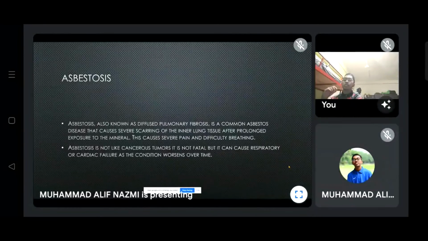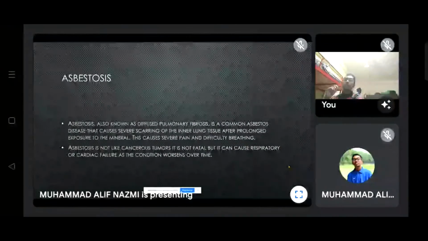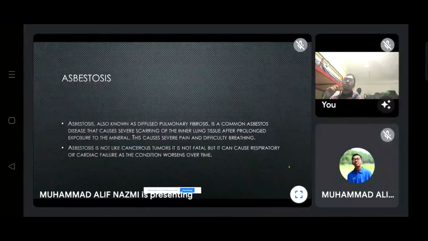Okay, next I will tell about asbestos related diseases. First is asbestosis. Asbestosis, also known as diffuse pulmonary fibrosis, is a common asbestos disease that causes severe scarring of the inner lung tissue after prolonged exposure to the mineral. This causes severe pain and difficulty breathing. Asbestosis is not like cancerous tumors. It is not fatal, but it can cause respiratory or cardiac failure as the condition worsens over time.